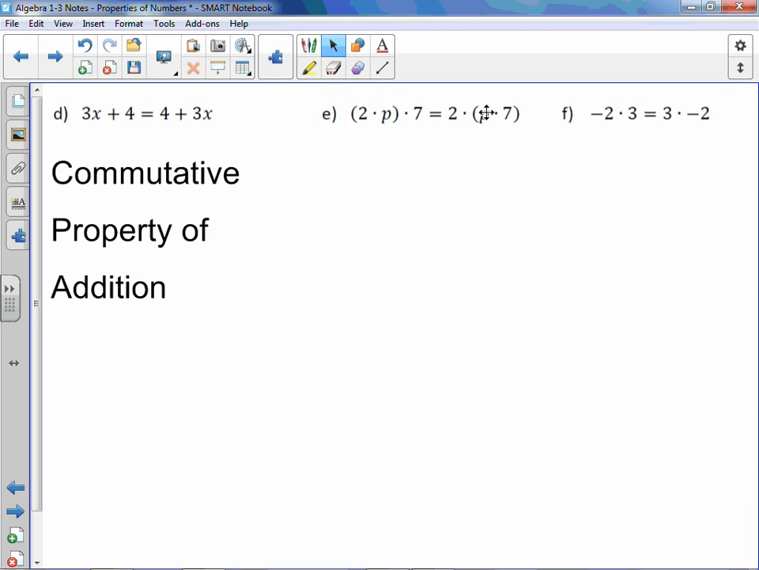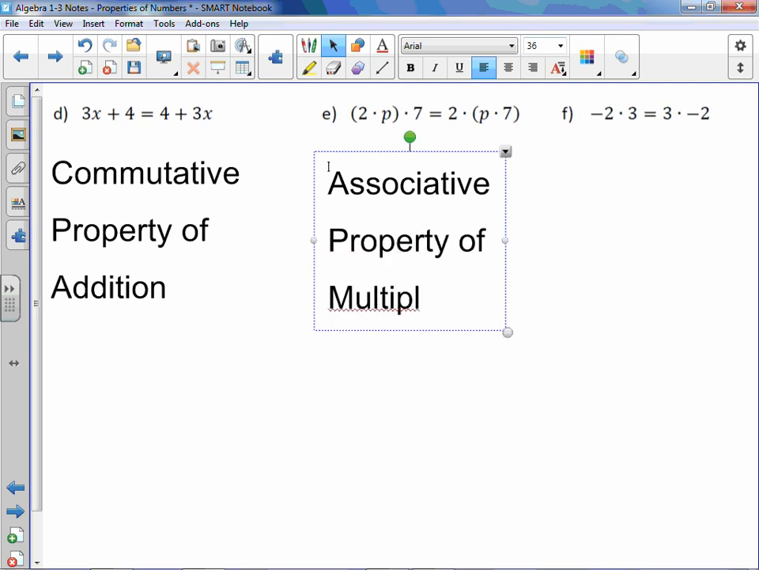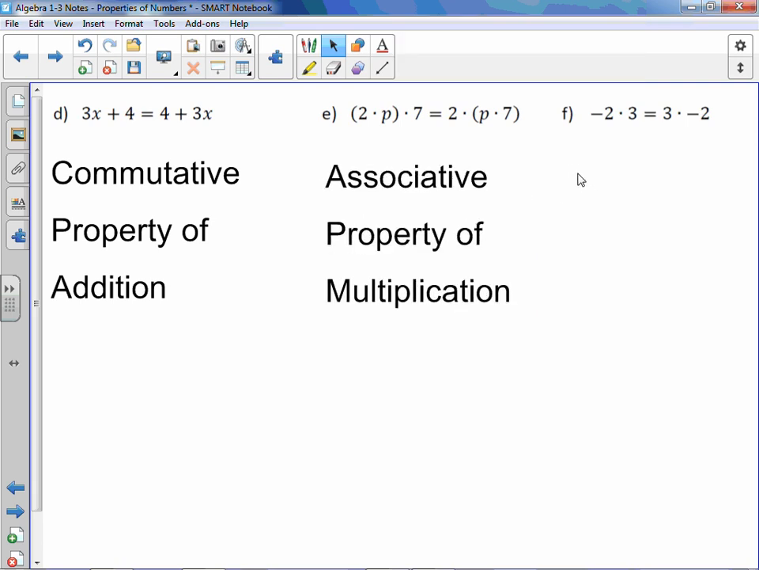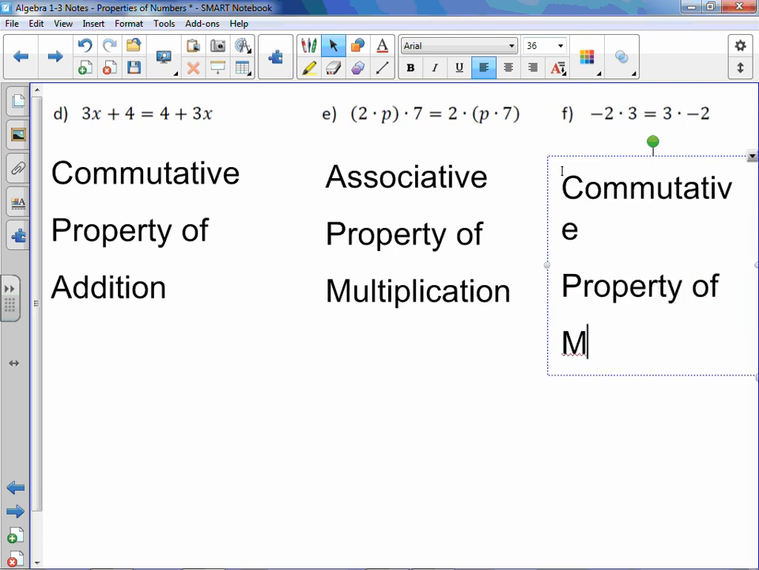Letter E, if we take a look here, it looks again like our parentheses are changing, only this time it's multiplication. So it's the associative property of multiplication. Letter F, negative 2 times 3 equals 3 times negative 2. The order is changing, so this is the commutative property of multiplication.